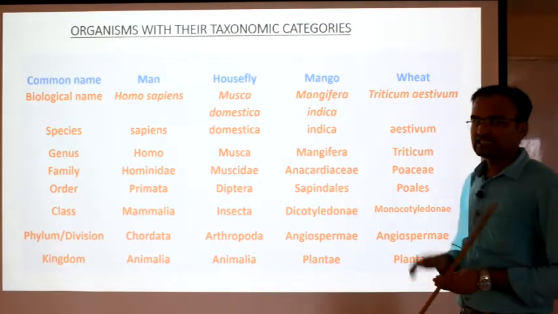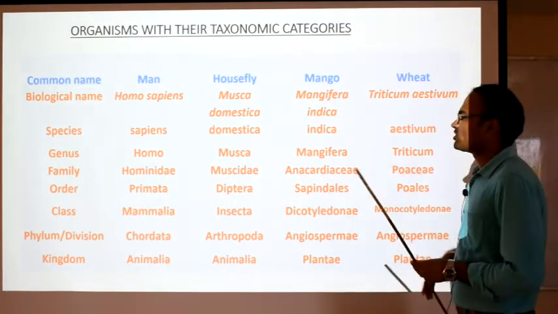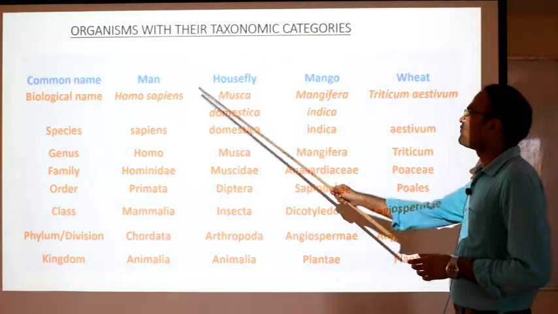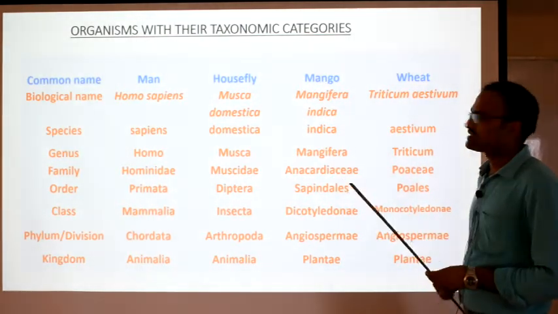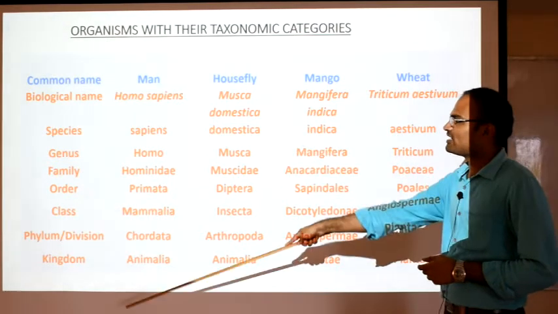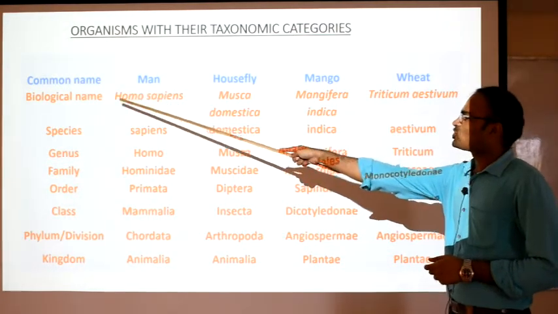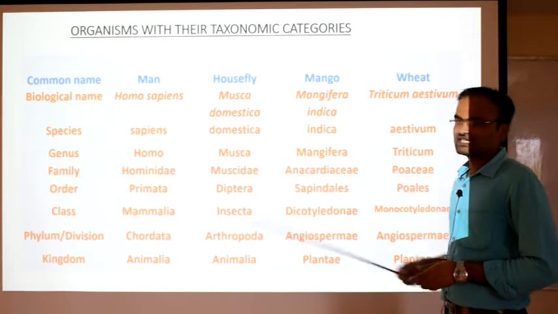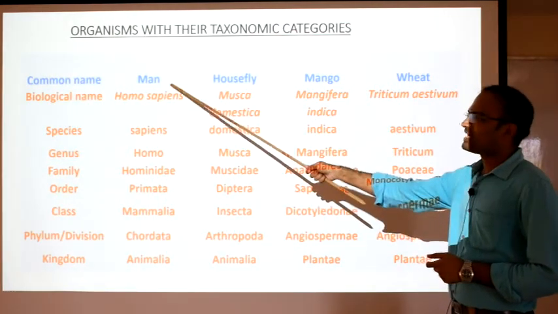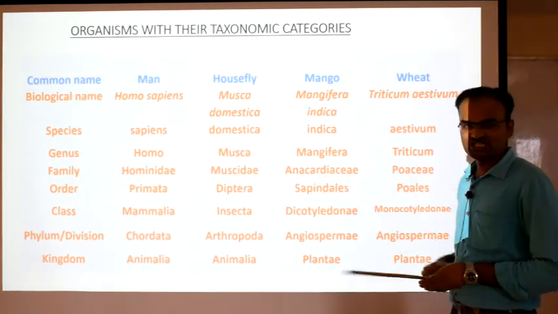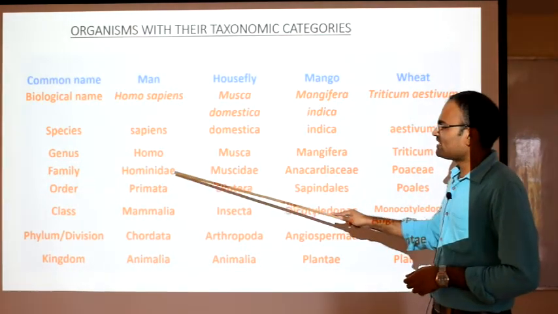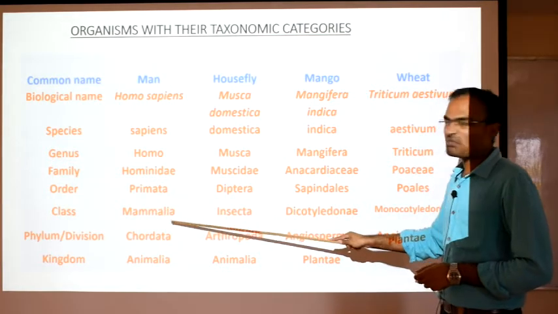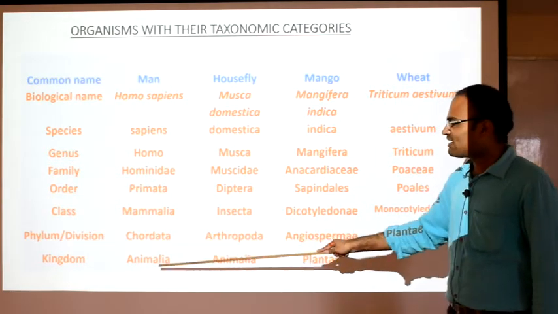Next, we have to study different examples in order to classify them. In total we have 4 examples, 2 from kingdom Animalia, 2 animals and 2 plants. In the first column we have the common name. The second one is the biological name. The common name is man, and the biological name is Homo sapiens. Here the species is sapiens, genus is Homo, family Hominidae, order Primata, class Mammalia, phylum Chordata and kingdom Animalia.